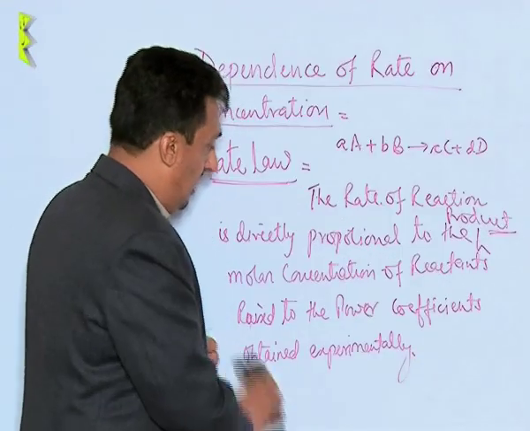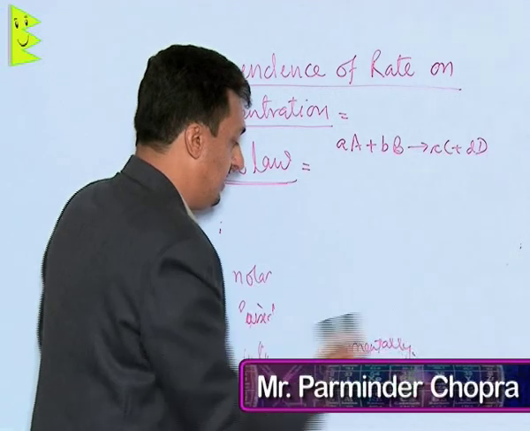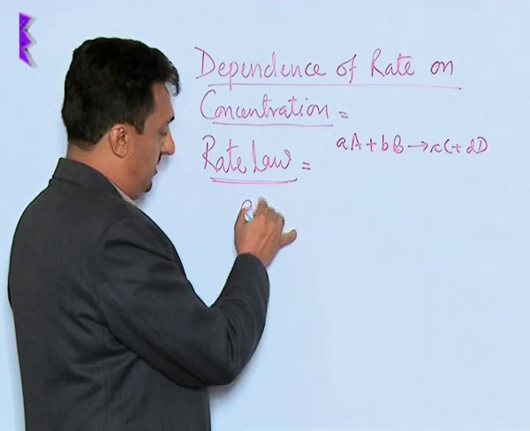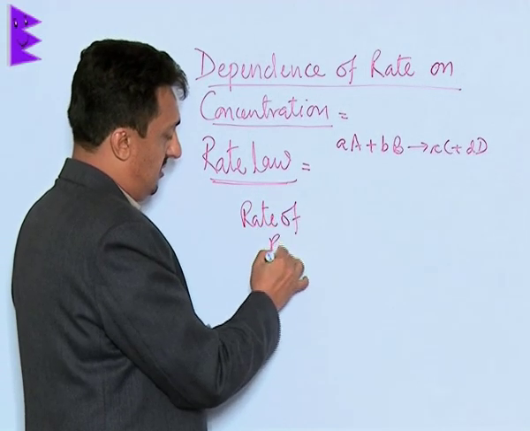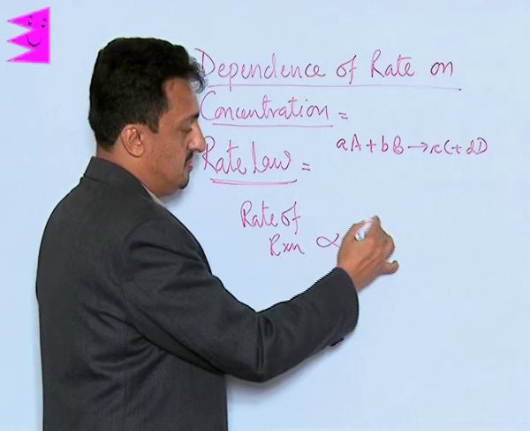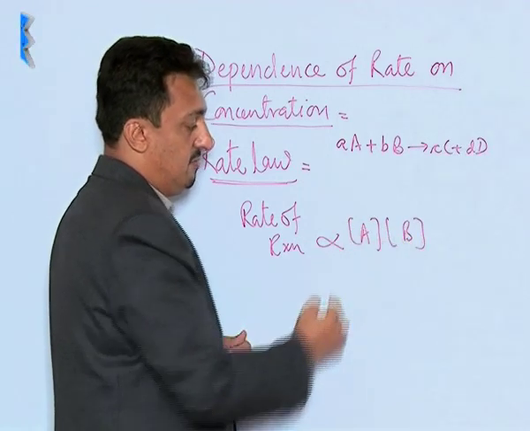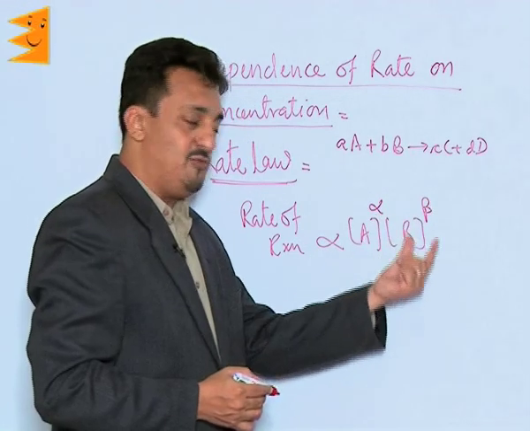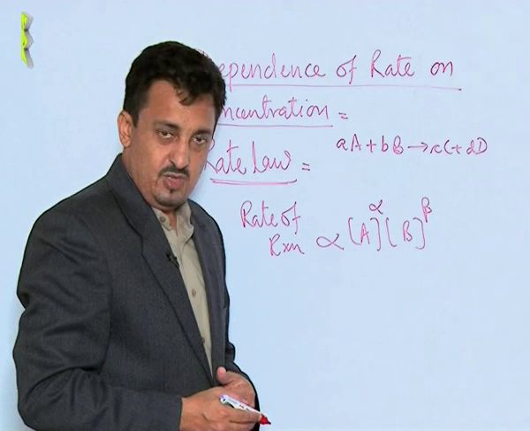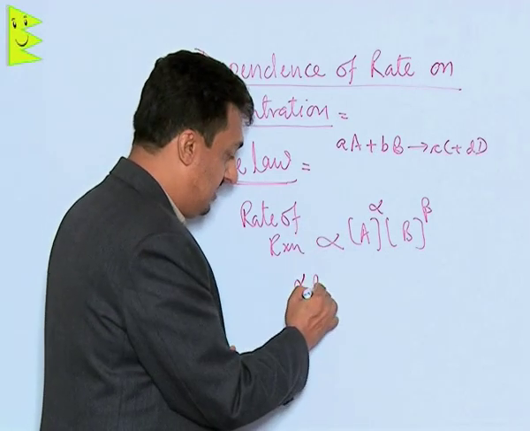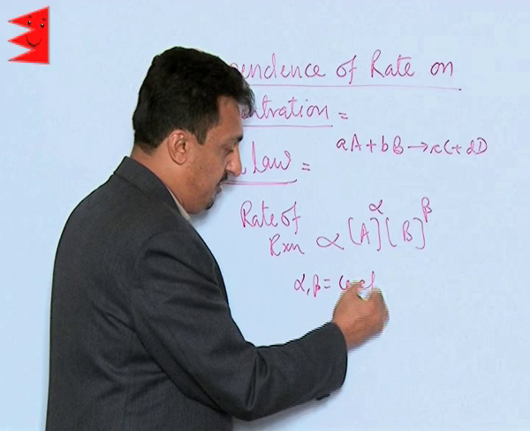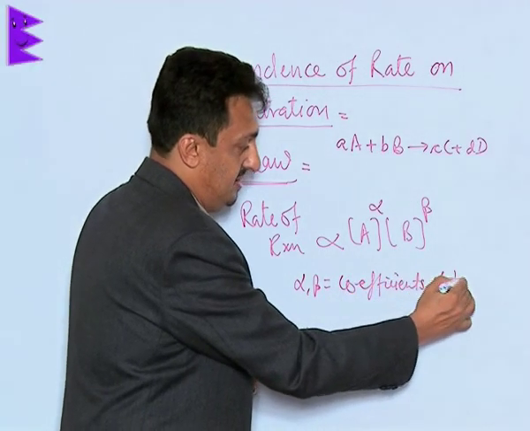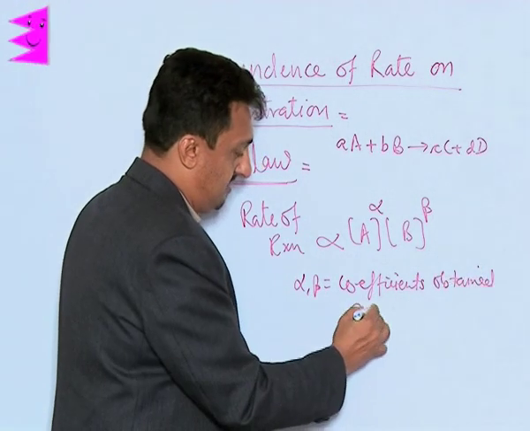So how it can be written in terms of a formula is like this: according to this rate law, the rate of reaction will be proportional to the product of the molar concentration of the reactants raised to the power of the coefficients, like alpha and beta, which are obtained experimentally. So what are this alpha and beta? These are coefficients obtained experimentally.